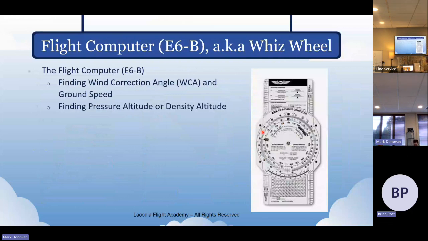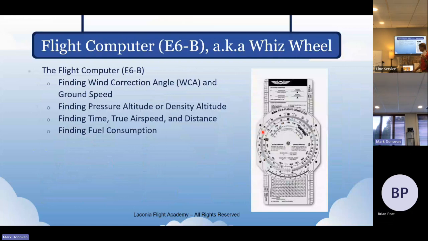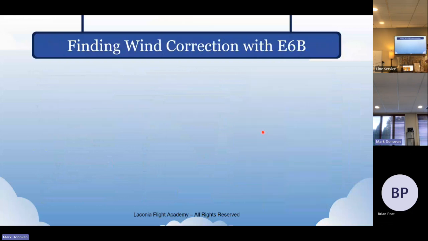We can also find the pressure altitude and density altitude on this side, on the back side of the chart. And we can also find, using the back side of the chart, the true airspeed. We can find distance. We can find fuel flow. Basically, we can do any type of math that we need on this little toy here, our computer.